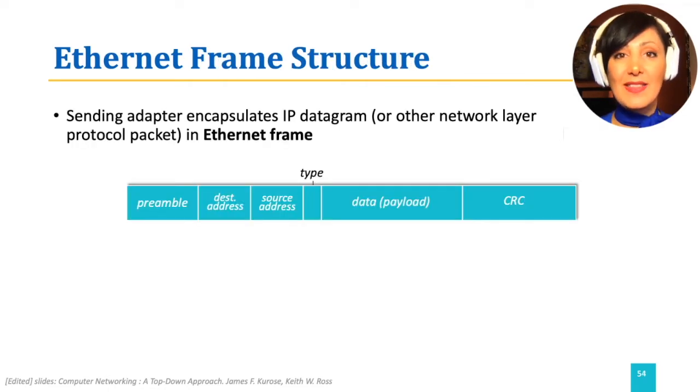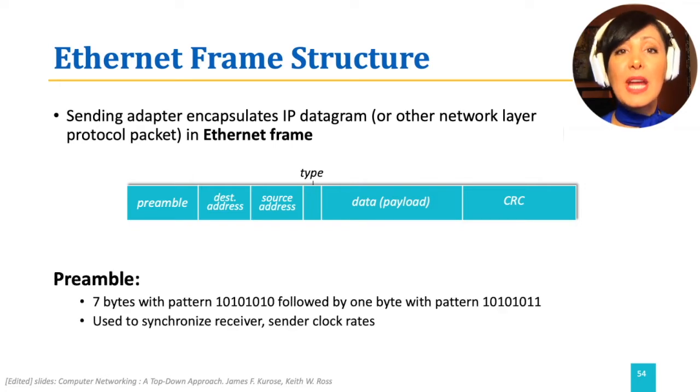We discussed that in layer 2, the sending adapter encapsulates the IP datagram within a frame. Let's take a look at the Ethernet frame structure. An Ethernet frame starts with 8 bytes called the preamble. The first 7 bytes of the preamble have the bit pattern 10101010, and the last byte has the pattern 10101011. These last 2 bits let the adapter know that the important fields of the frame are now coming.